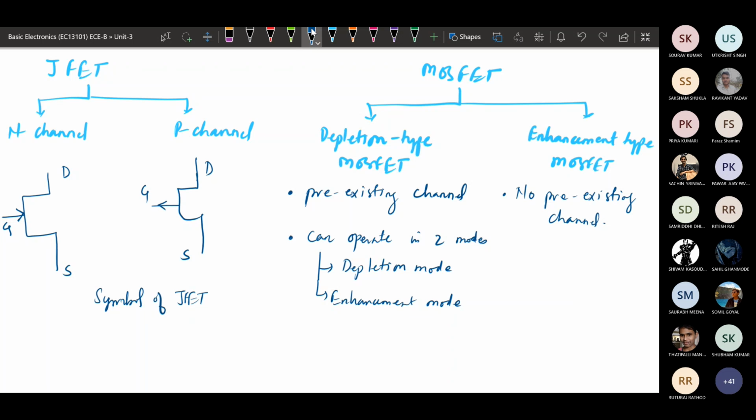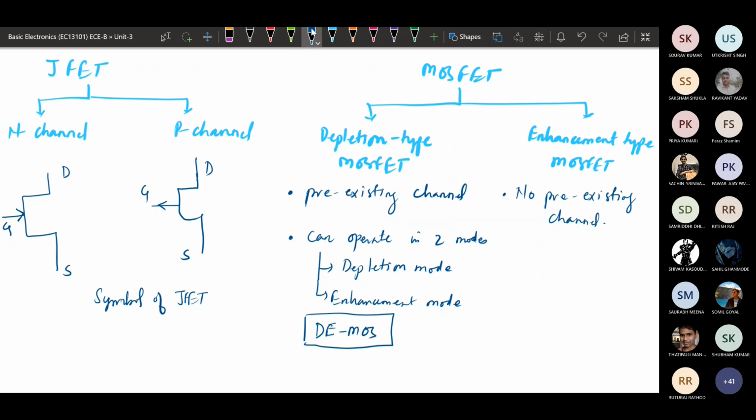Okay, so as the depletion type MOSFET can work in depletion mode or also in enhancement mode, it is also called DE MOS. D stands for depletion and E stands for enhancement. So the depletion type MOSFET is the MOSFET where both types of modes exist, that is depletion mode and enhancement mode. That's why it is called DE MOS.